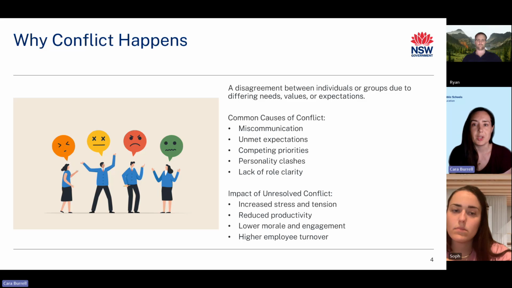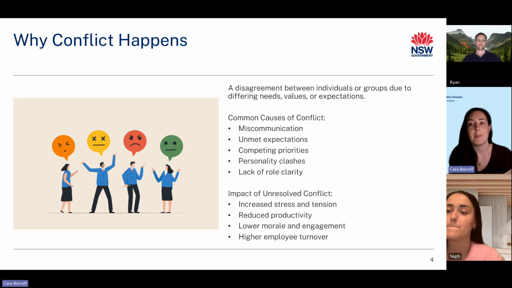The first is miscommunication. Sometimes what we say and what others hear are 2 different things. A poorly worded email or a lack of clarity in instructions can easily create tension. Next, you can see on the screen is unmet expectations. When an employee expects something to happen, such as receiving recognition for hard work, and it doesn't happen, it can build frustration.